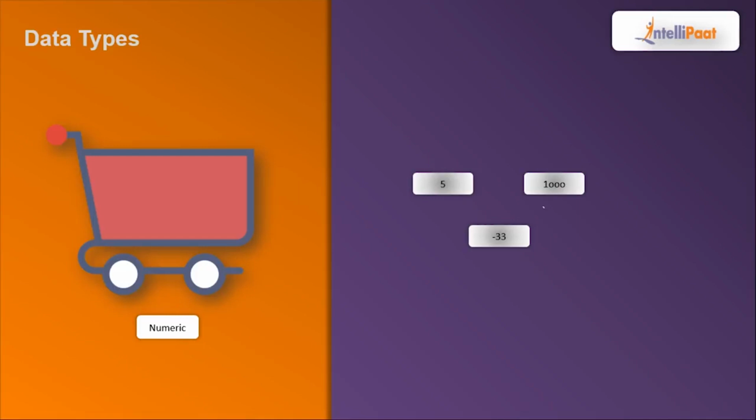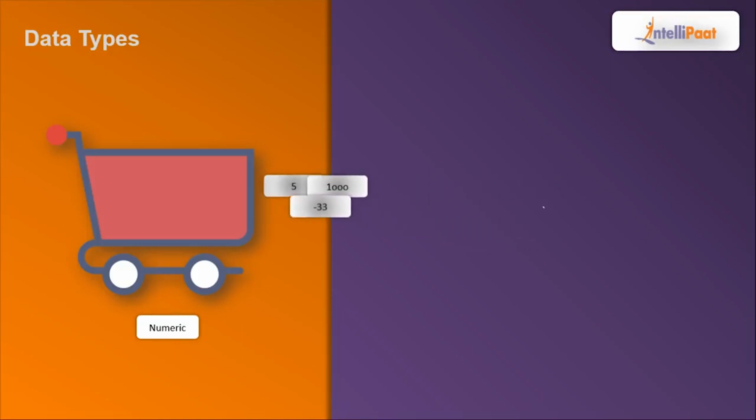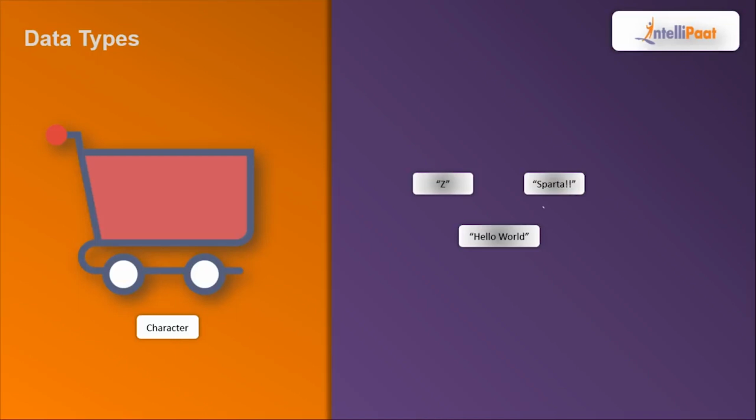Right. So now that we've understood what exactly is a variable, each variable is basically associated with a data type. So let's start off with the first data type, numeric. So a variable can store numeric values such as 5, 1000 and -33. So after numeric data types, you have the character data types. So a variable can also have character values such as these.